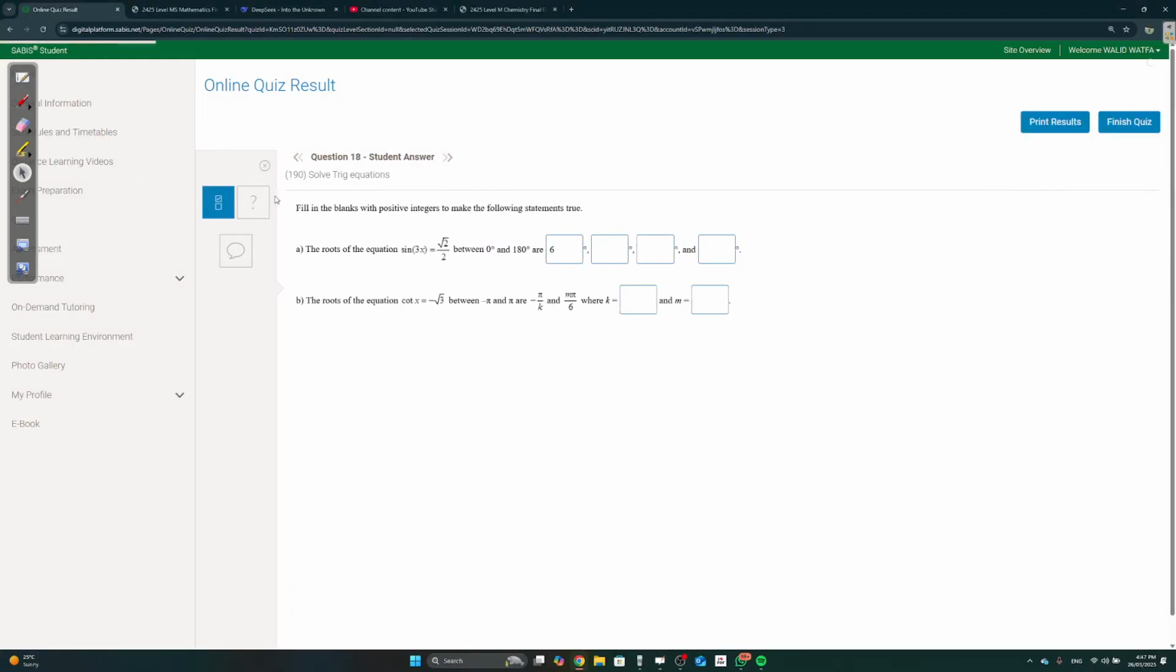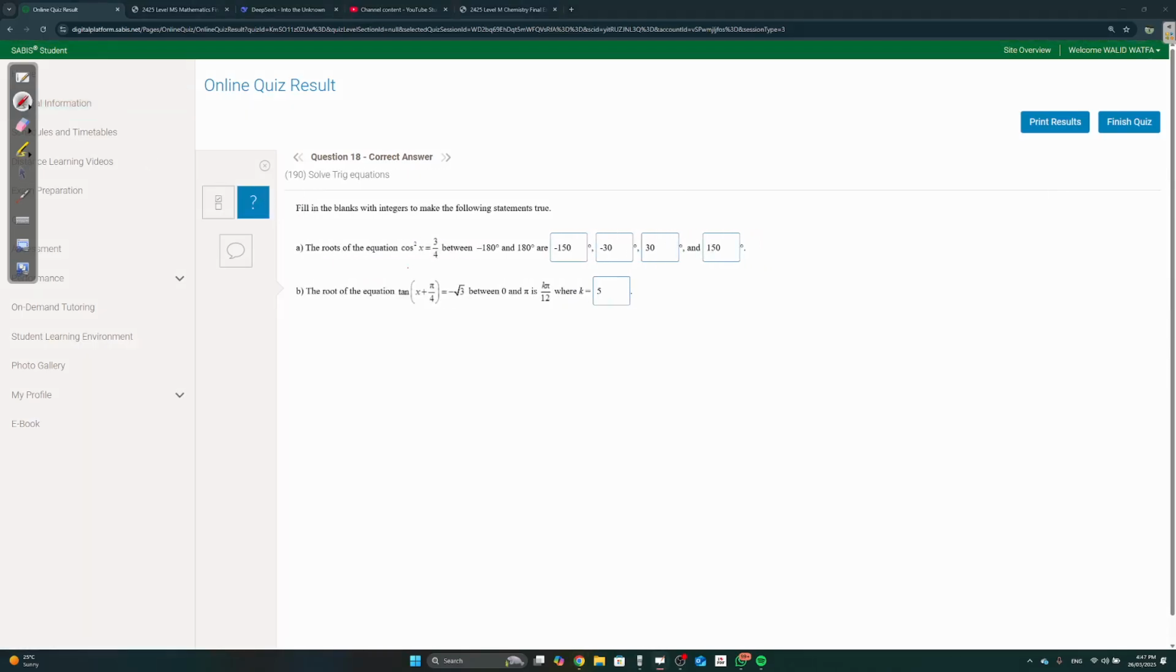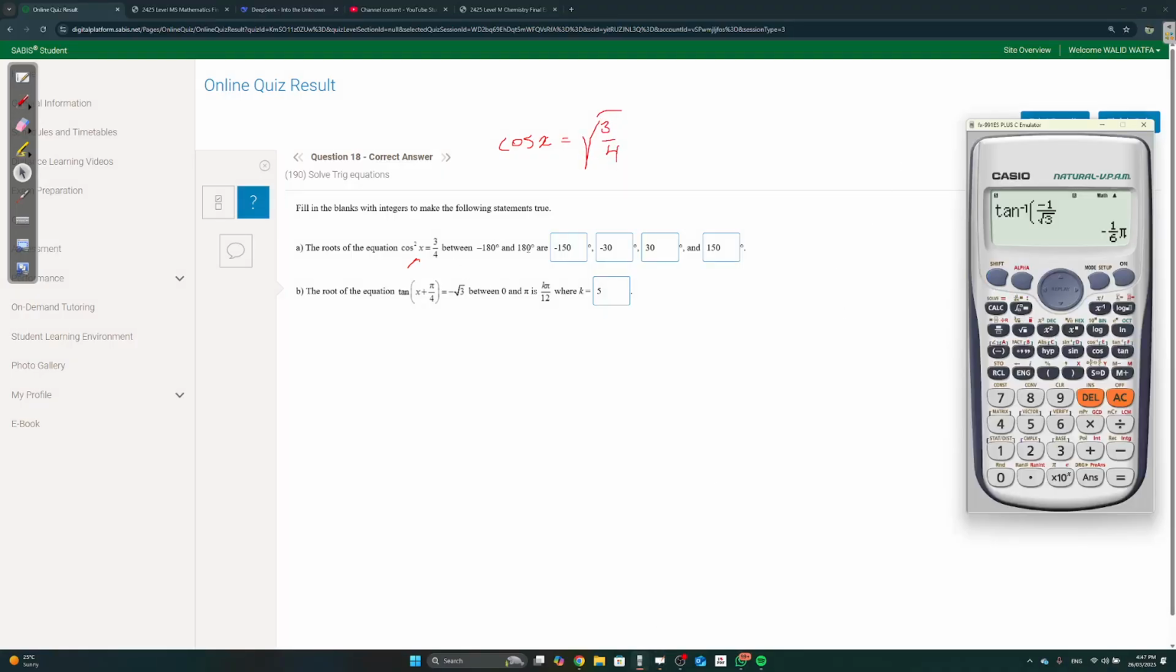Question 18. Okay, the roots of the equation cosine squared x is equal to 3 over 4. Obviously, what do you do? You take the root, right? So square root both sides, you're going to get root 3 over 2. And then what do you do? You do shift cosine. They want it in degrees. Let's put it in degrees. Shift cosine root 3 over 2. You get 30 as your first solution. What's the second solution always for cosine? The negative value, plus 360k. What else is the second solution for cosine?